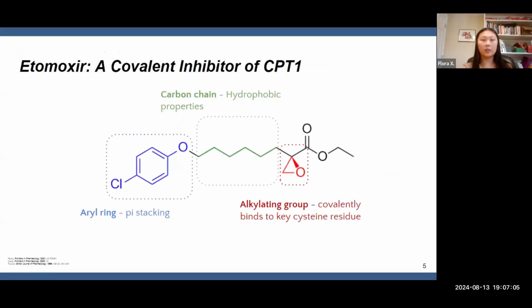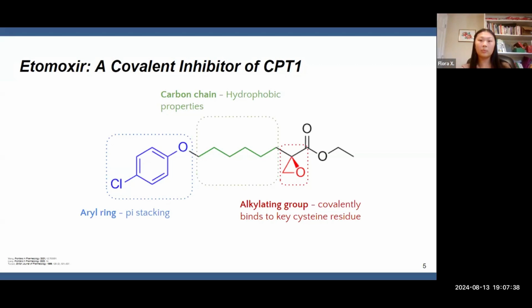Another small molecule inhibitor is etomoxir. Etomoxir works through three main structural components. First, the aryl ring, where it pi stacks with a key histidine residue in the binding pocket. Next, the carbon chain, which mimics a lipid to allow it to enter the enzyme and then keeps it in place in the binding pocket. And finally, the alkylating group, where the stereochemistry of this epoxide is extremely important to how the molecule functions, where the other phase epoxide is inactive in inhibiting CPT1.